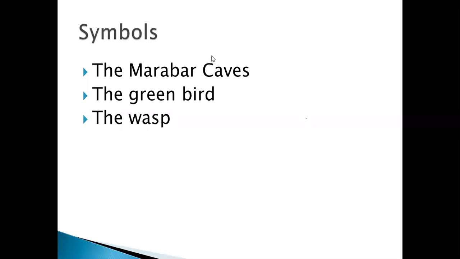The green bird, and then there is another insect, the wasp. These are the symbols you will find in this novel, so you should also remember them. You can give references to the symbols in your other questions as well. The questions which I'll give you, you can mention things from symbols in them too.